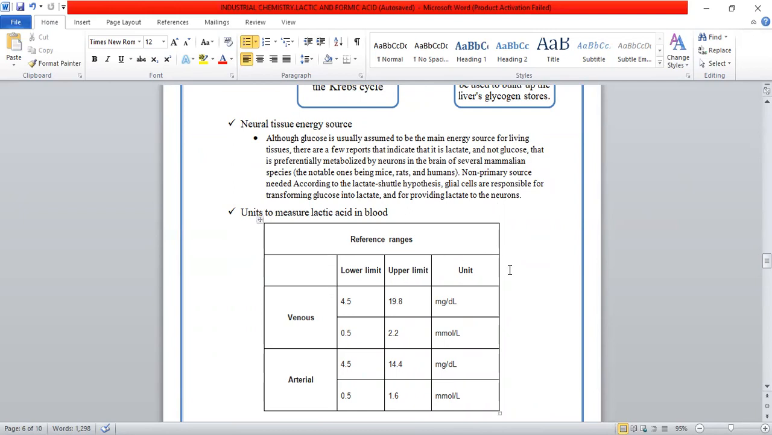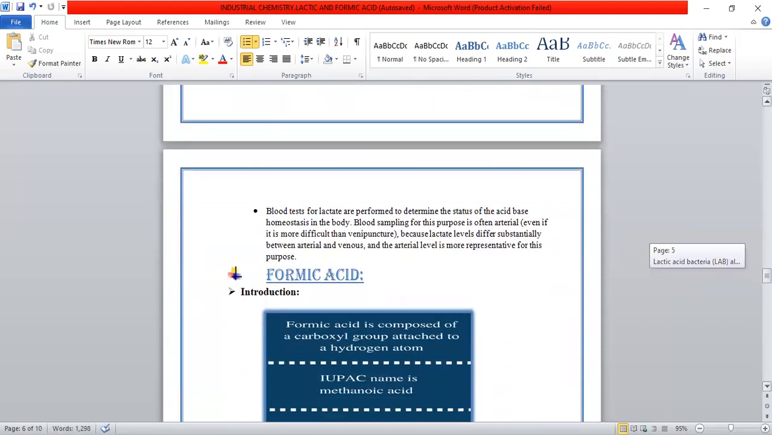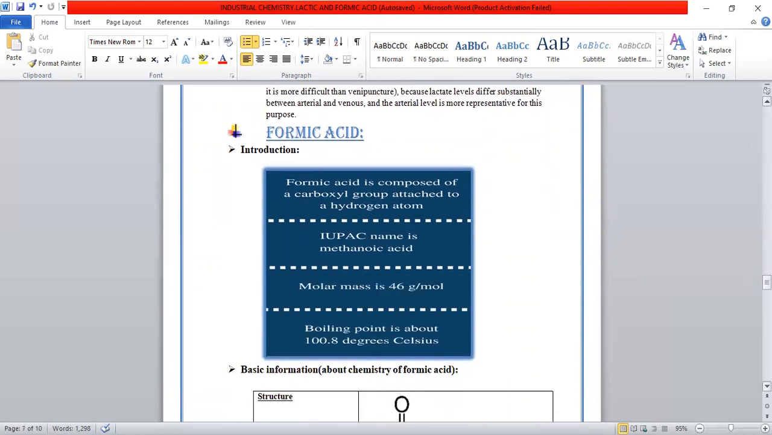Here you can see the units used to measure lactic acid in the blood, and there are two parameters, venous and arterial lactate. Blood tests for lactate are performed to determine the status of acid-base homeostasis in the body. Blood sampling for this purpose is often arterial because lactate levels differ substantially between arterial and venous, and the arterial level is more representative for this purpose.